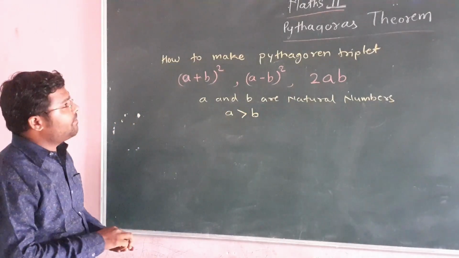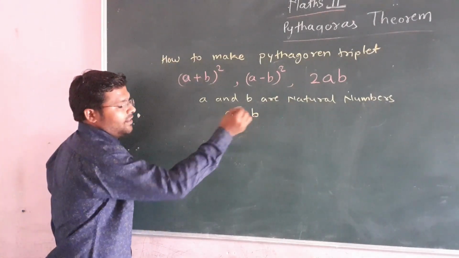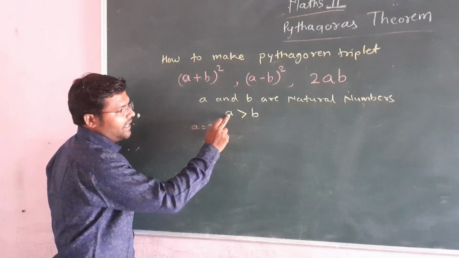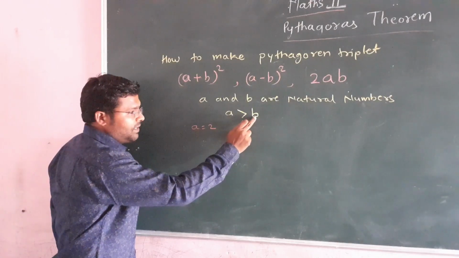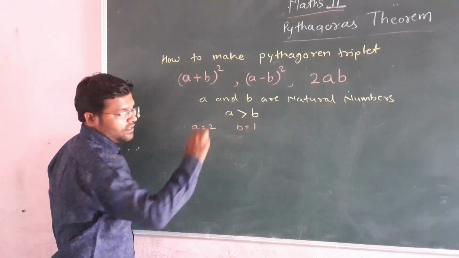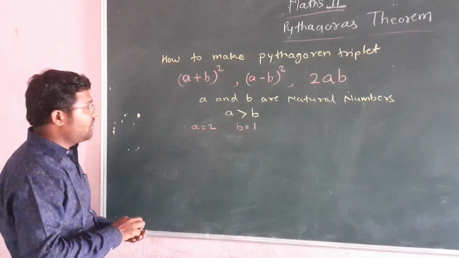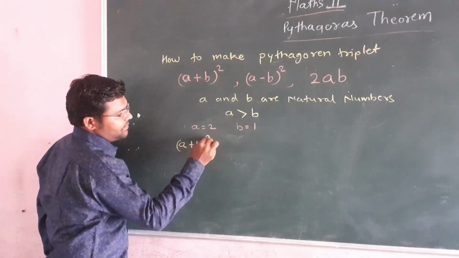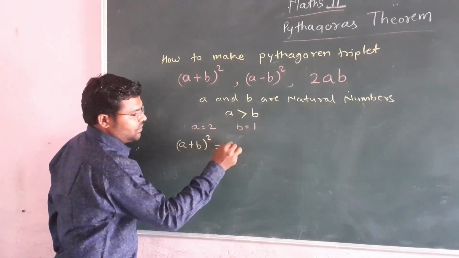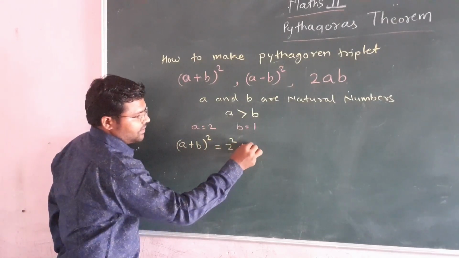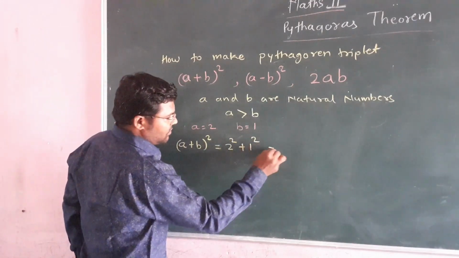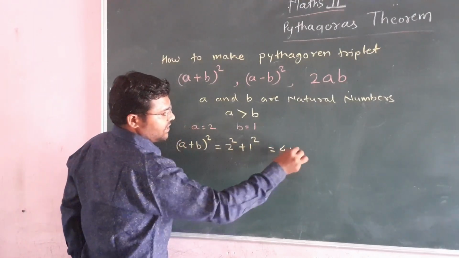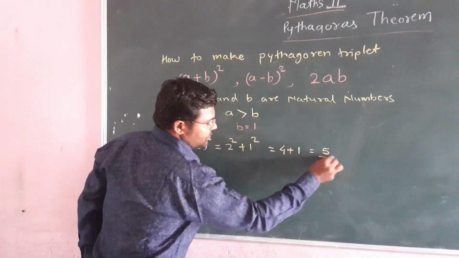Okay. Now, how to make a Pythagorean triplet? First of all, we have to take the numbers A and B. I write here, if A is equal to 2, given that A is always greater than B, I write here B is equal to 1. A is 2 and B is 1. Now make the Pythagorean triplet. The first formula: A square plus B square is 2 square plus 1 square, which is 4 plus 1, equal to 5.